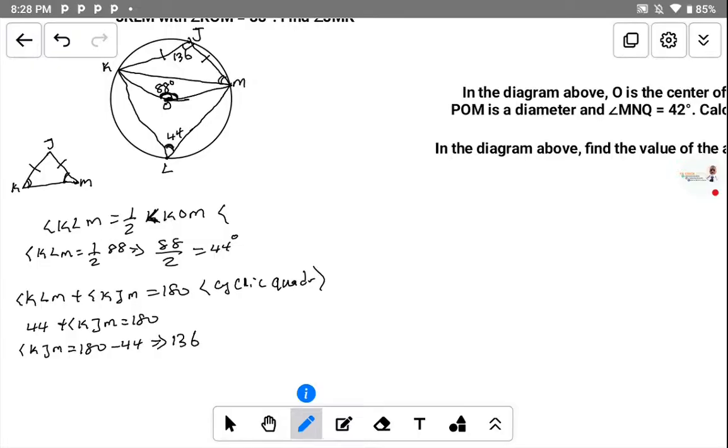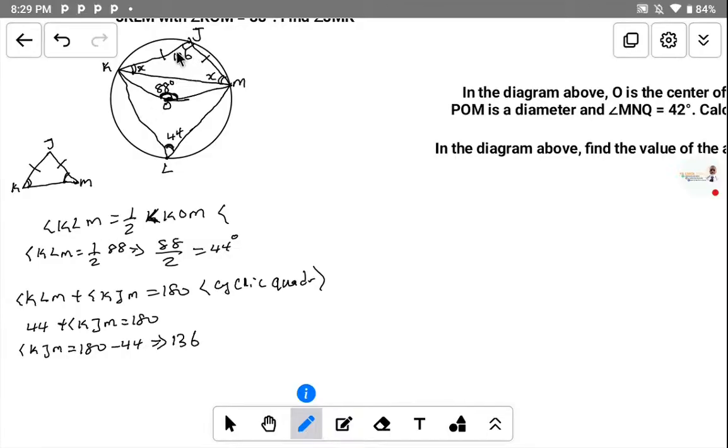Okay, so let's move to the next step. Since you have got that angle J here is equal to 136, now you can get our angle M here. Since this side and this side are equal, it gives us an isosceles triangle, where the base angles are equal. So if this side is equal to S, this side is also equal to S. Now you know the sum of the angles in a triangle is equal to 180 degrees.